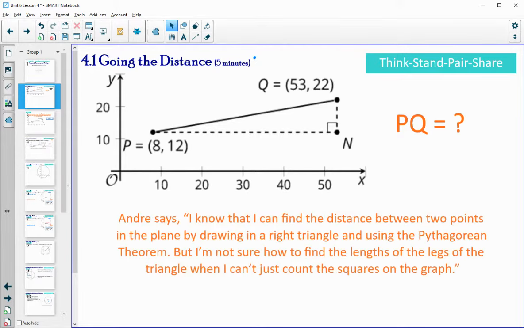And in your textbook, you see Andre talking about this, knowing that he can find the distance between 2 points by drawing a right triangle like pictured, but isn't quite sure how to do it without the grids behind it. So see if you can come up with something. Can you come up with a strategy to figure out the leg lengths here so that you can use the Pythagorean theorem and then actually calculate it?